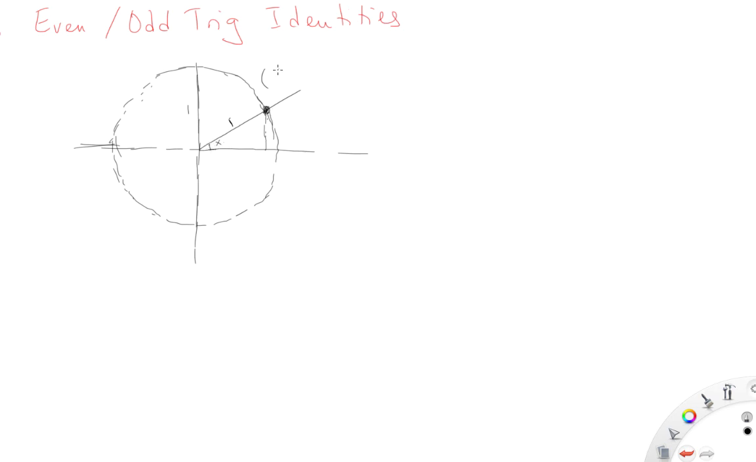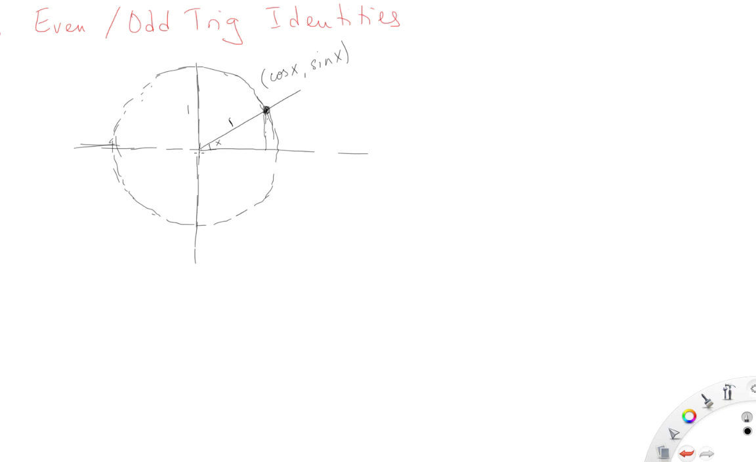So let's remember, the cosine is the adjacent over 1, so cosine is the x value, cosine of x. And then the sine is the opposite over hypotenuse of 1, and the opposite is sine of x. Good.